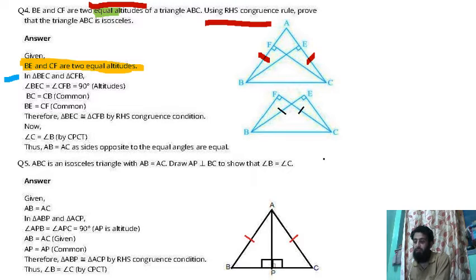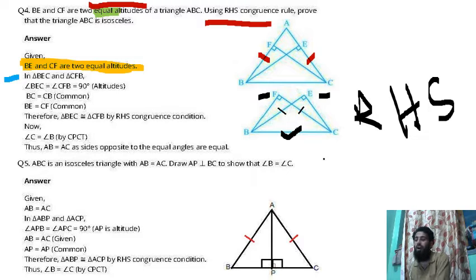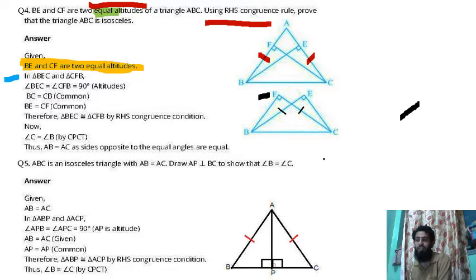So the right angle is equal, the hypotenuse is equal, and one of the sides, base or perpendicular, is also equal. So the condition is right angle, hypotenuse, and one of the sides, that is the RHS condition, that is, the triangles are congruent by RHS condition, and that is what I have mentioned in here, that the triangles are congruent by RHS condition. So therefore these two triangles are congruent.